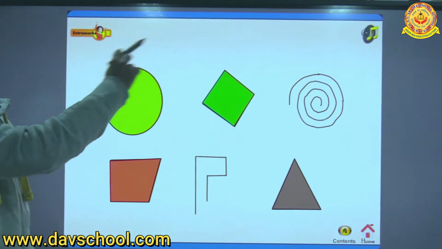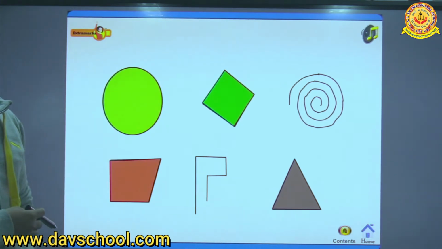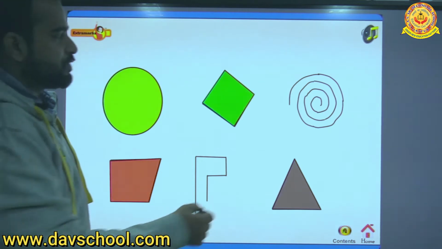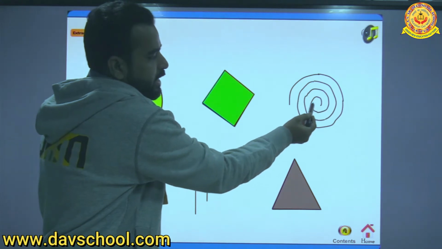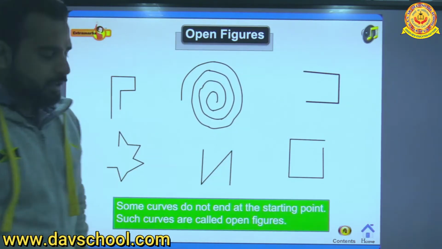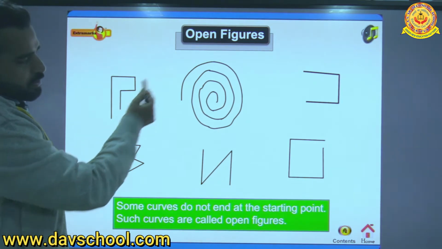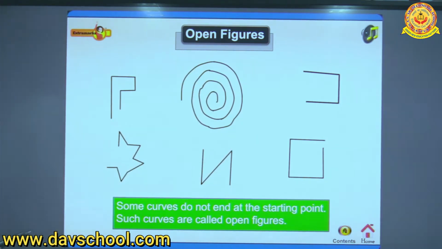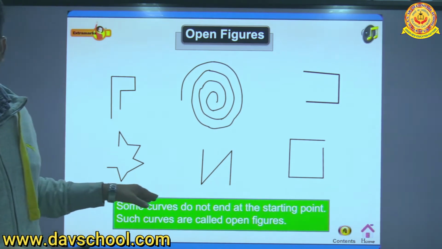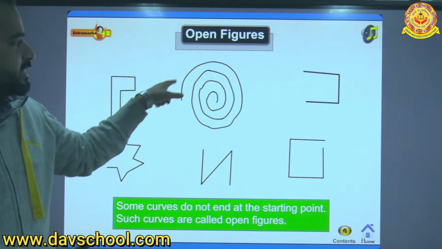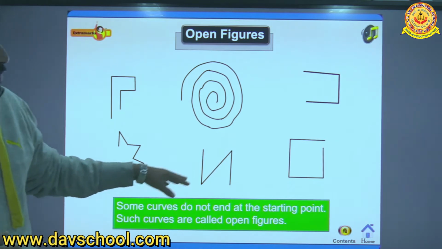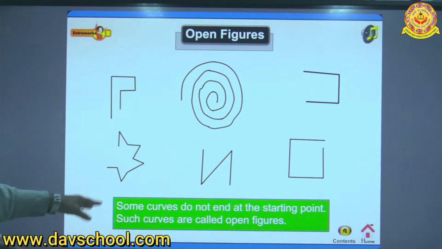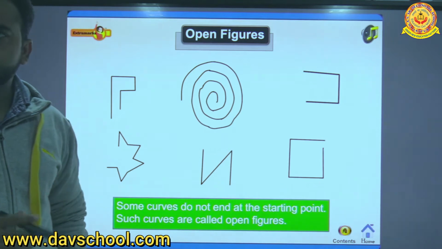Can you pick out which one is the open figure? Yes, as we can see, this one is open, as the starting point and end point do not meet each other. Similarly, these all are open figures. Here it is also described: some curves do not end. Now these are curves, right? Yes, sir. Because their sides are not actually straight sides, they are curving. So some curves do not end at the starting point. Such curves are called open figures. Clear?